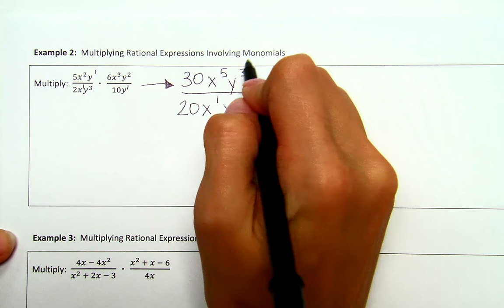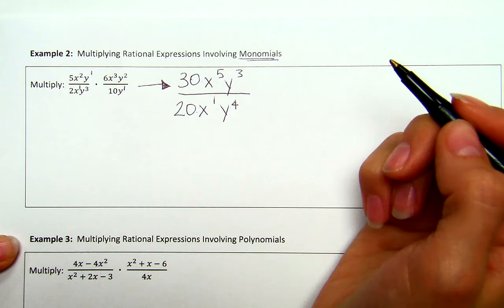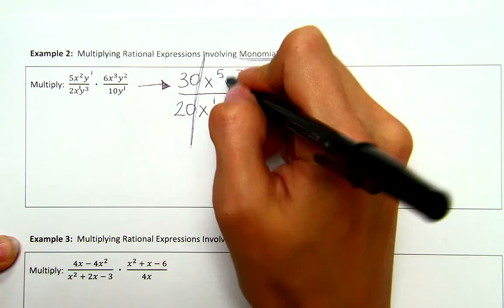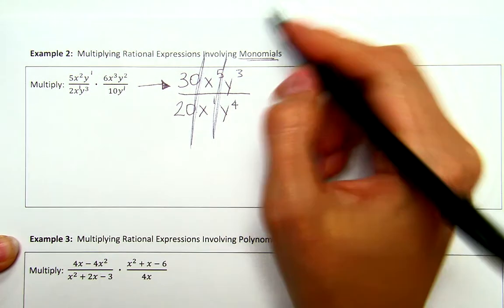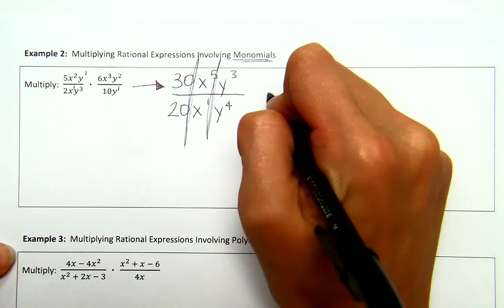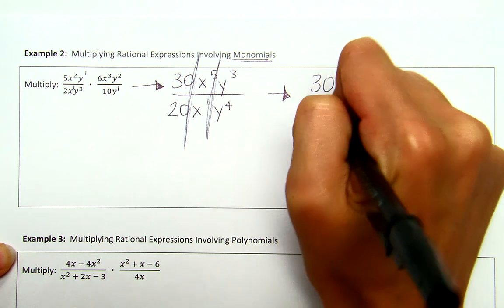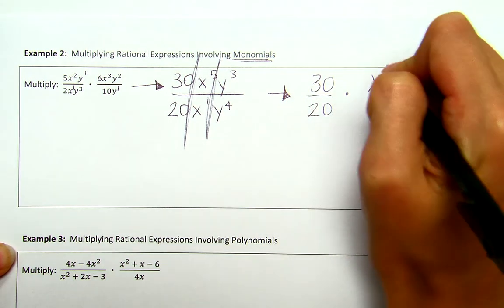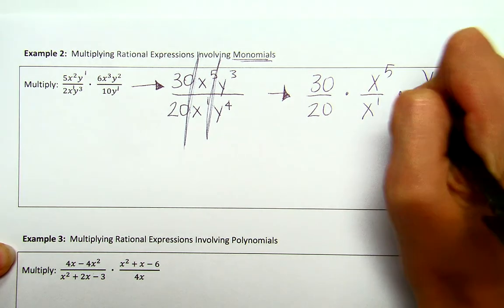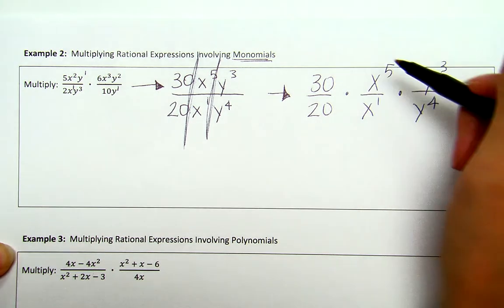Because these are monomials, which means it's not adding or subtracting, they're all separate terms, I can separate them in terms of columns. Meaning, I have a constant column here, I have the x's column there, and I have the y column last. So I'm going to separate them just like that. So this can actually be separated as 30 over 20 times x to the 5th over x to the 1st times y to the 3rd over y to the 4th. Go ahead and simplify each of those columns from there.